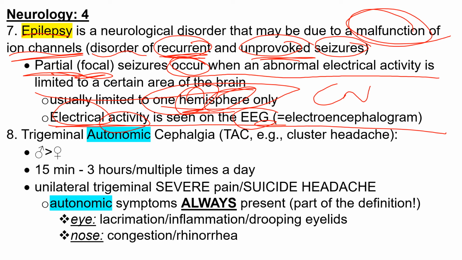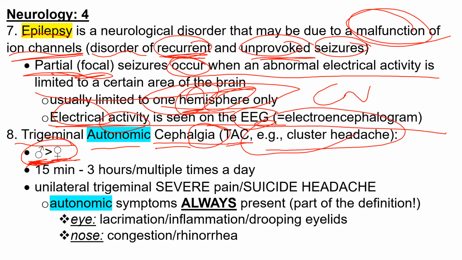All right, now let's talk about headaches. Headaches generally occur more often in females than in males. There is one type of headache that is an exception that occurs more often in males than in females. This headache is called trigeminal autonomic cephalgia. If you break down the word cephalgia, algos stands for pain, ceph stands for head, so headache. This is abbreviated as TAC, T-A-C.